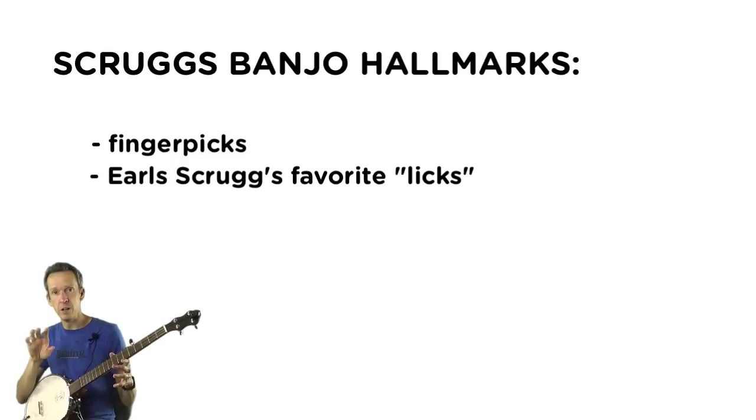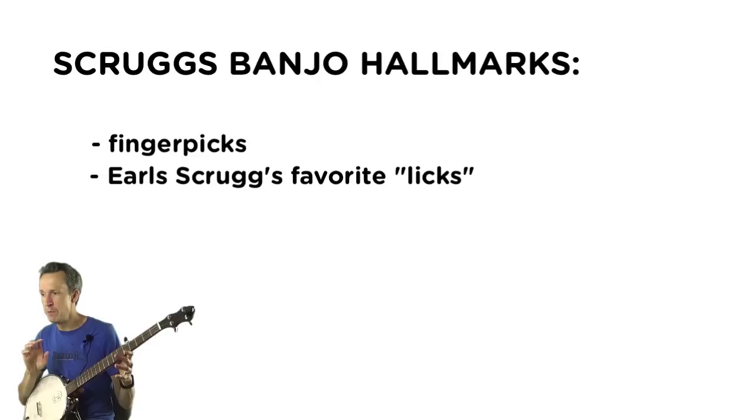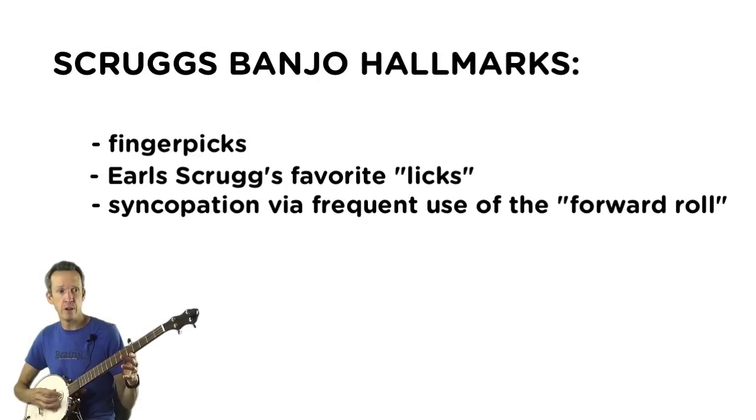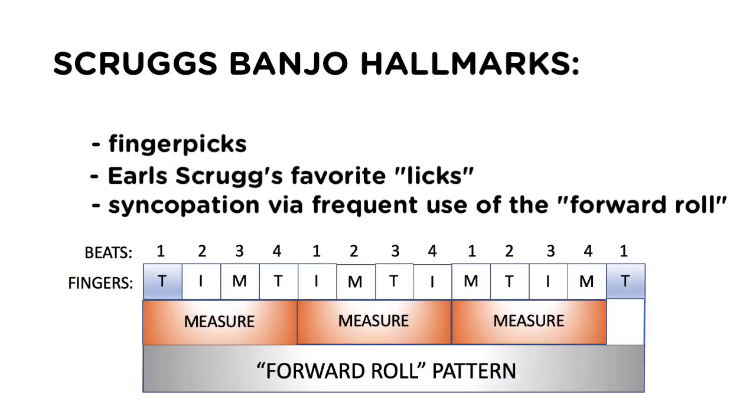Another signature element of Earl Scruggs style was the heavy use of syncopation, specifically the use of what ultimately became known as a forward roll, which is essentially a pattern of playing the thumb, index, and middle fingers in succession. And one of the unique things about this pattern is it actually doesn't resolve or come back to the beginning for a full three measures.